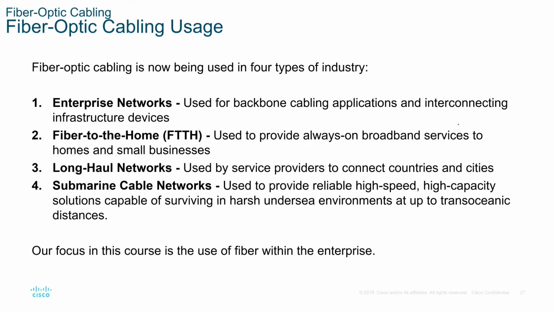Fiber optic cable is now being used in 4 types: enterprise networks for backbone cabling applications interconnecting infrastructure, fiber to the home, such as Fios, used to provide always-on broadband services, long-haul networks used by service providers to connect countries and cities, and submarine cable networks used to provide reliable, high-speed, high-capacity solutions capable of surviving in harsh undersea environments at up to transoceanic distances.